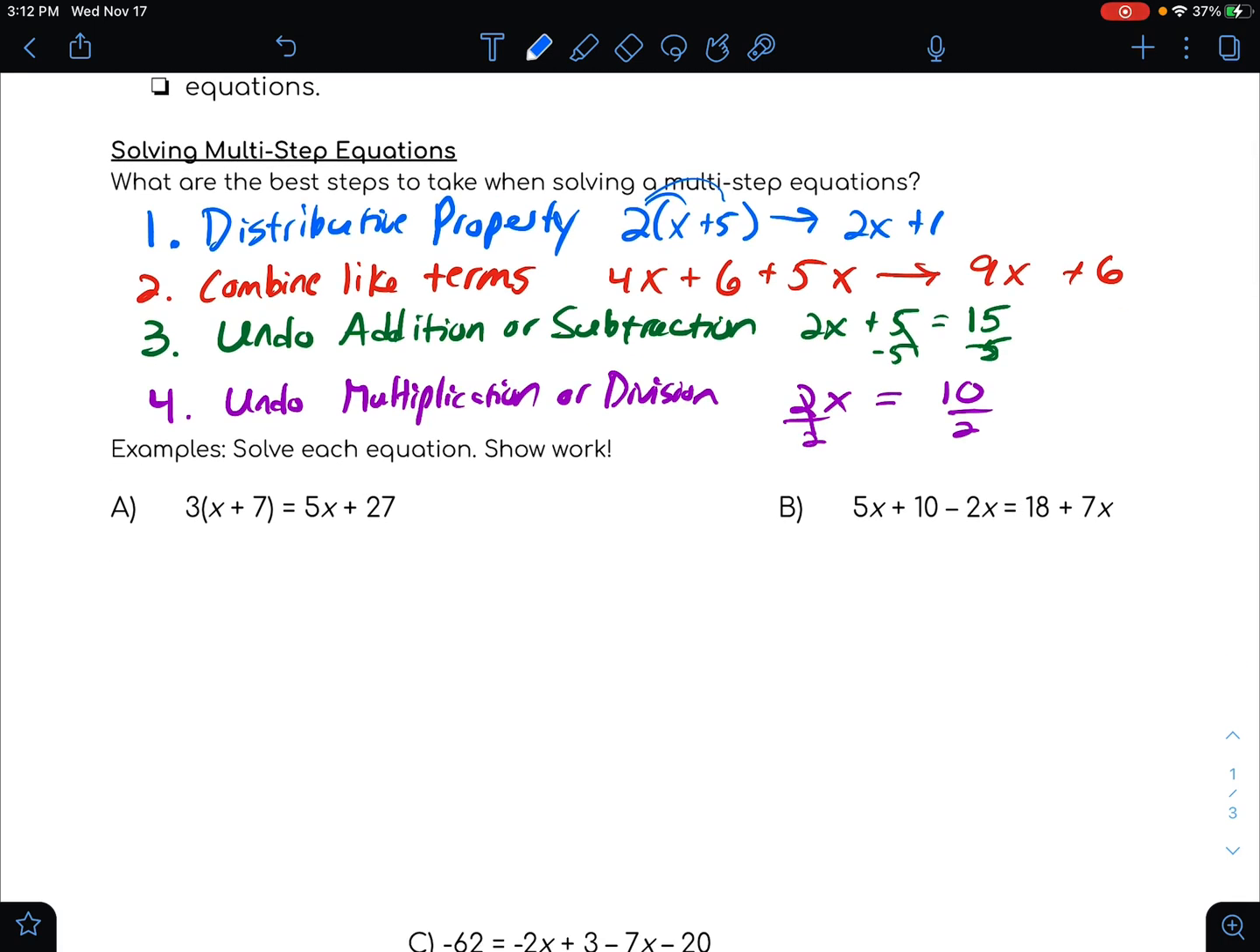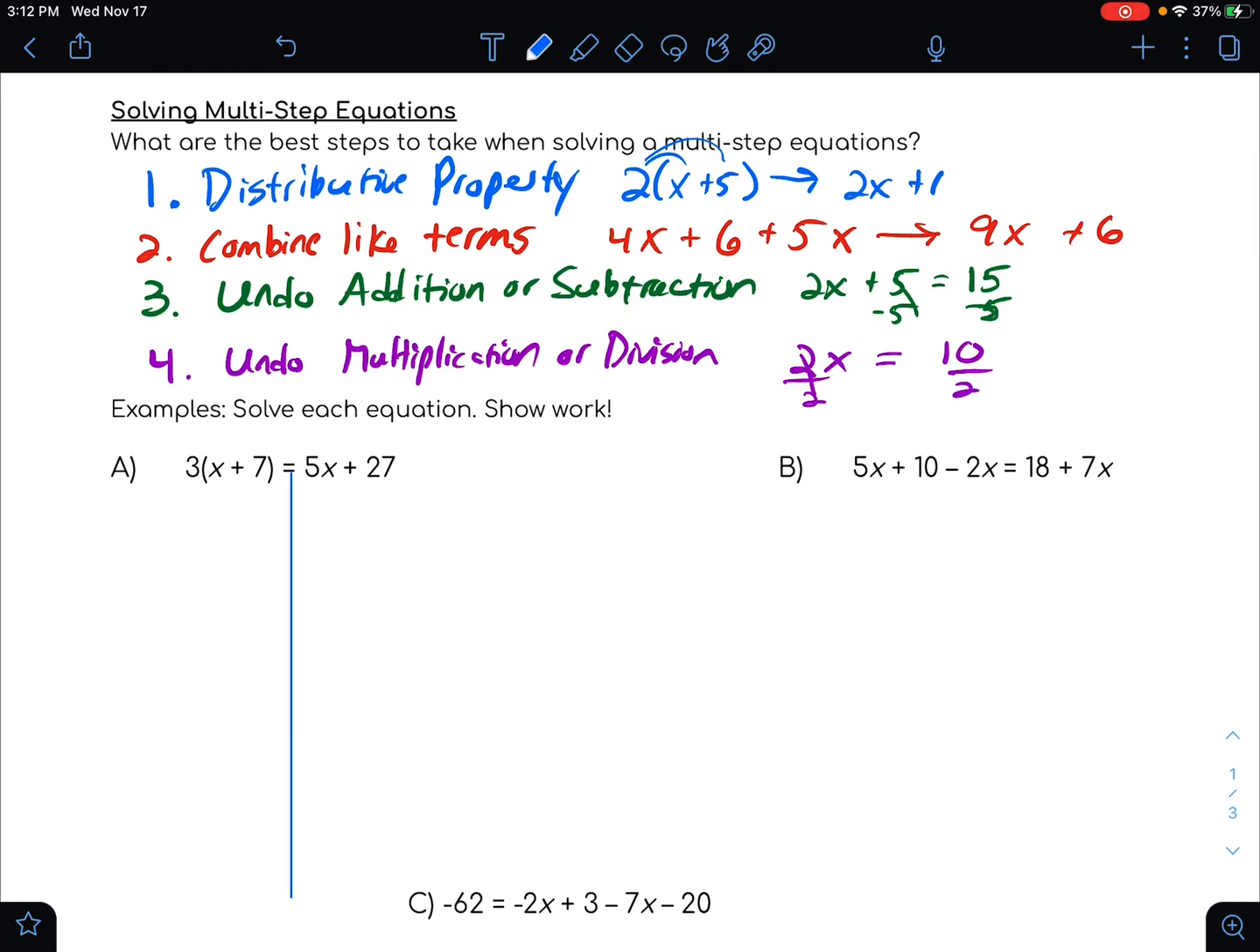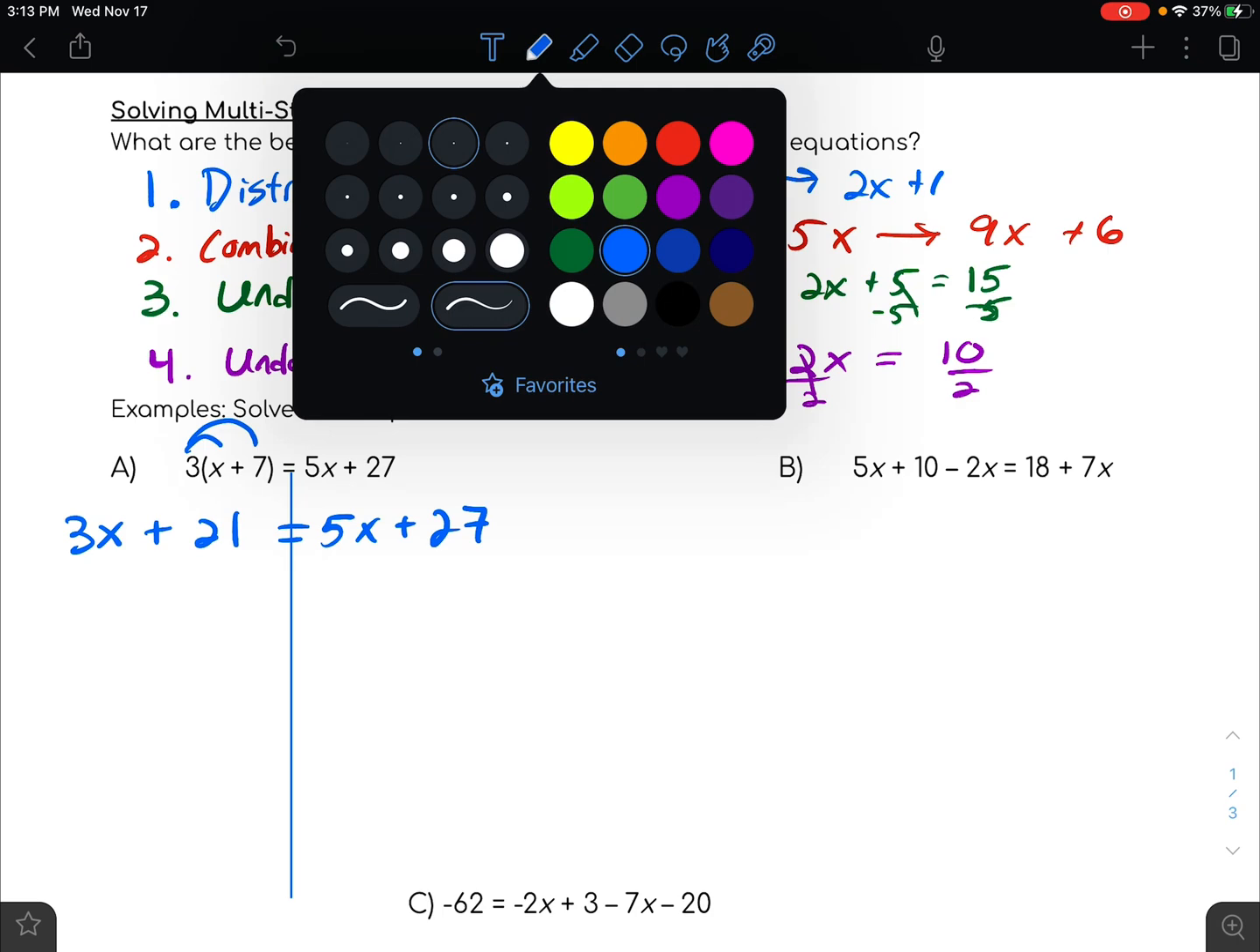Okay, so we're going to solve the equation in A here using the process that I talked about above. So this particular problem does have some distributive property. I like to draw a line down regardless of whether we're undoing from both sides first, just to have that organizational structure. Keeping organized is always good. So the distributive property that we're talking about here would be to multiply that 3 times both terms inside the parentheses. So we have 3 times x, which is 3x, and then 3 times 7, which is 21, which equals 5x plus 27. All right, so the next step in my list is to combine like terms.